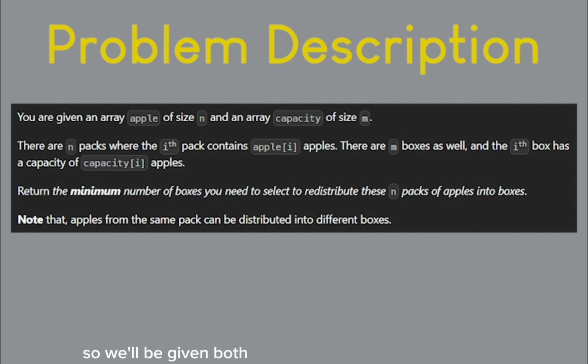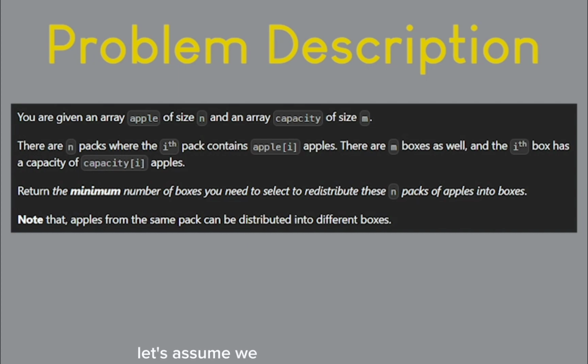So we'll be given both of these arrays of unknown sizes, and it's our job to take the apples out of the packets and fill the boxes up. But we have to try and use the minimum amount of boxes possible, filling up each box to the maximum it can hold. Let's further understand it visually by looking at an example.